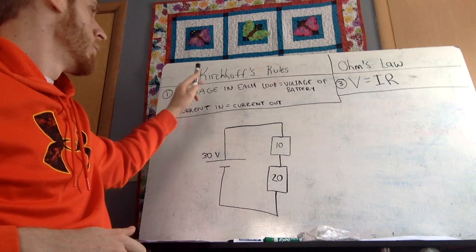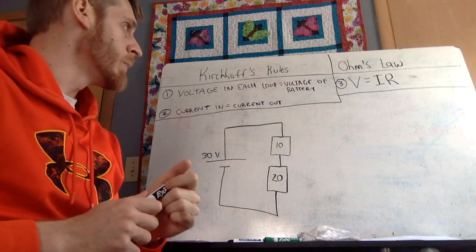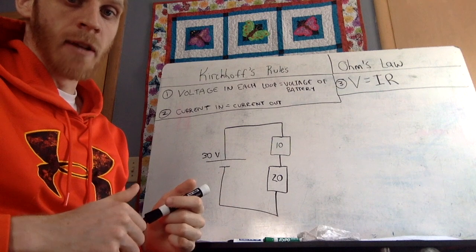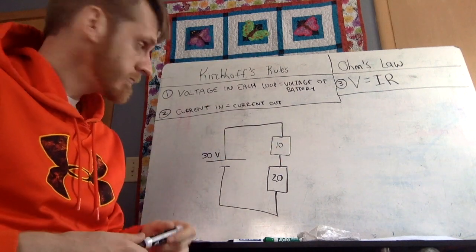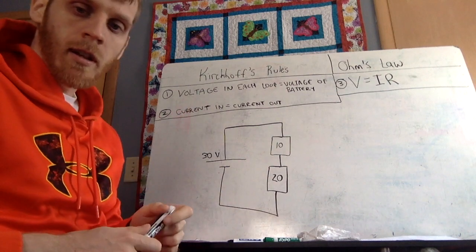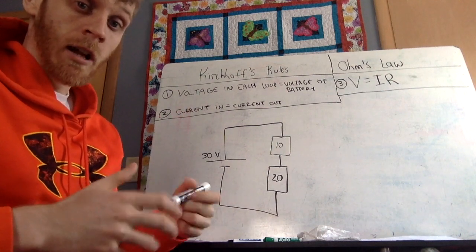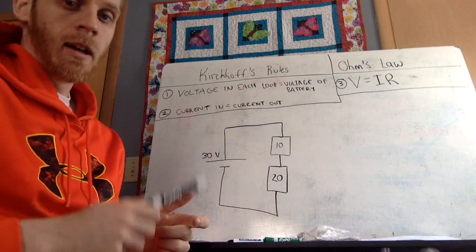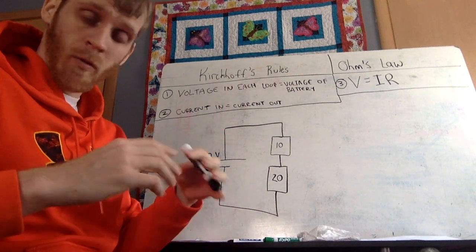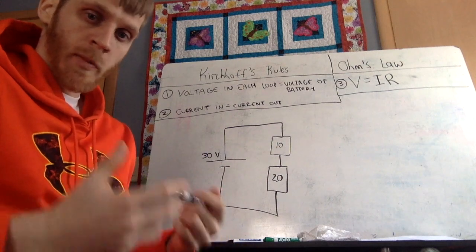The one rule is that the voltage in any loop equals the voltage of the battery, or in other words, the voltage in any loop gets used up. Another rule is that the current into every spot of the circuit has to equal the current out of that spot of the circuit. And then we have Ohm's law, which says V equals IR. Now let's go through some examples to talk about what they mean and how to apply them.